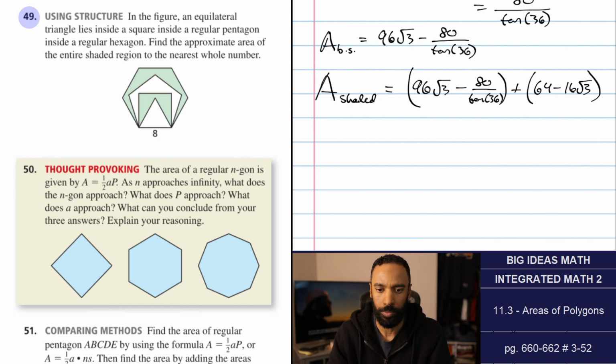And let's do 96 root 3 minus 80 over tangent of 36 plus 64 minus 16 root 3. Now, the reason we subtract these two is because that just gets the shaded region of the hexagon minus the pentagon. It just gets what's around that. And yes, I could have combined the 96 root 3 and 16 root 3, but they said round to the nearest whole number anyway.